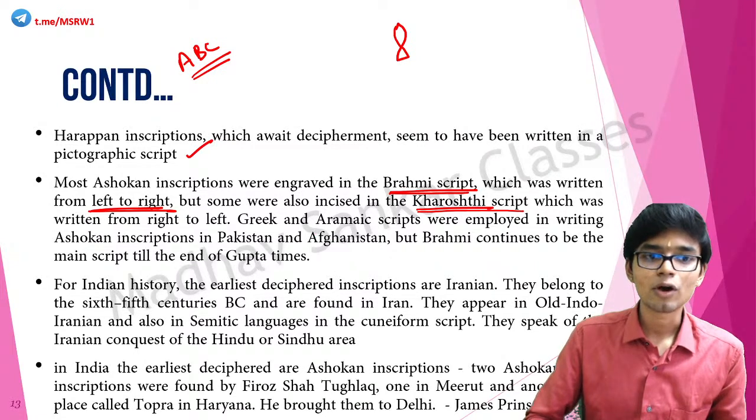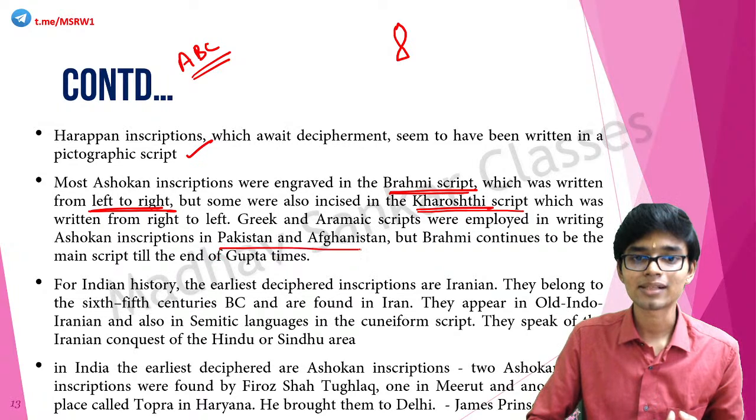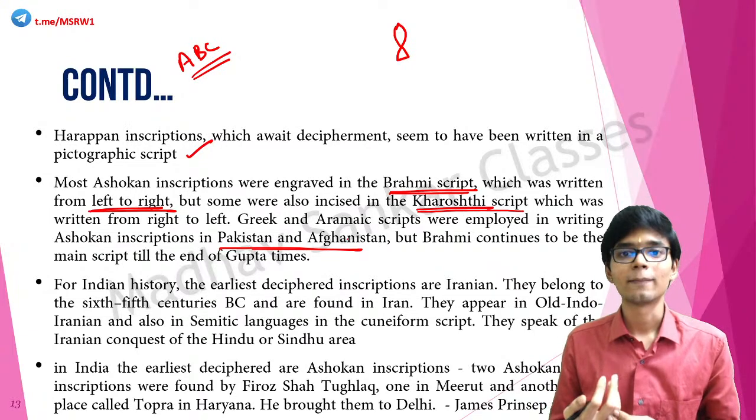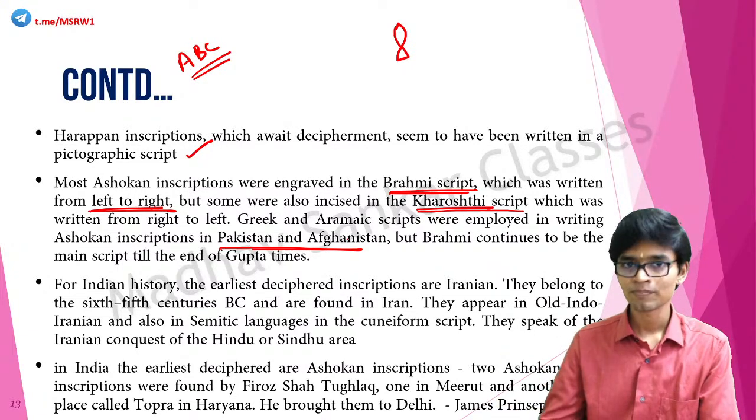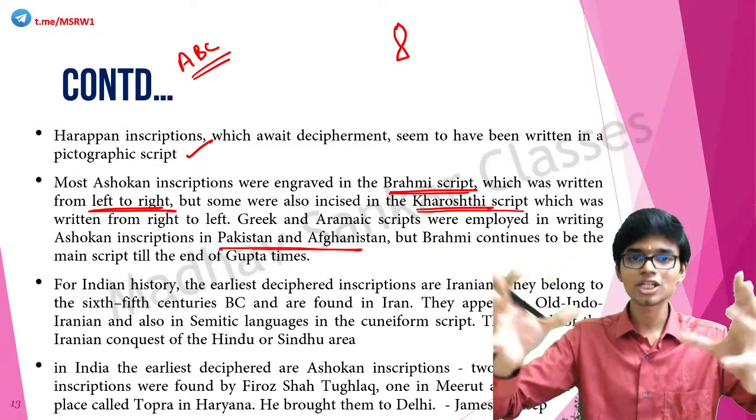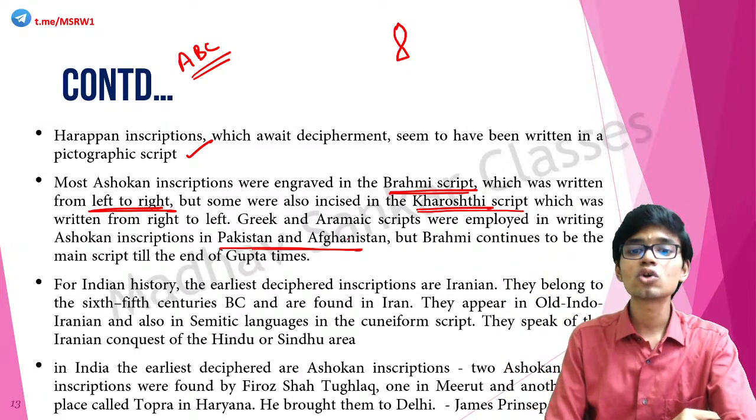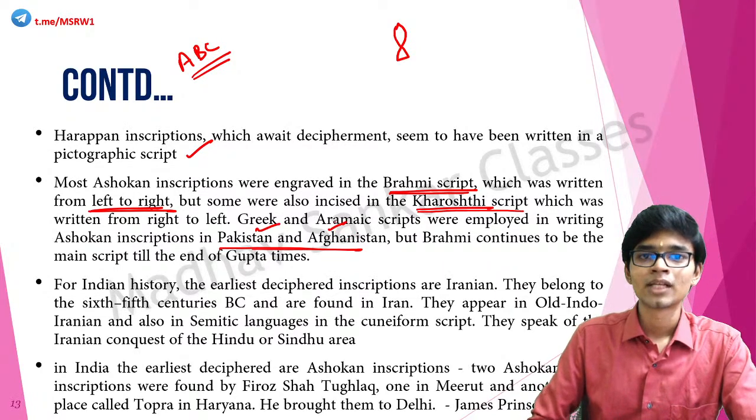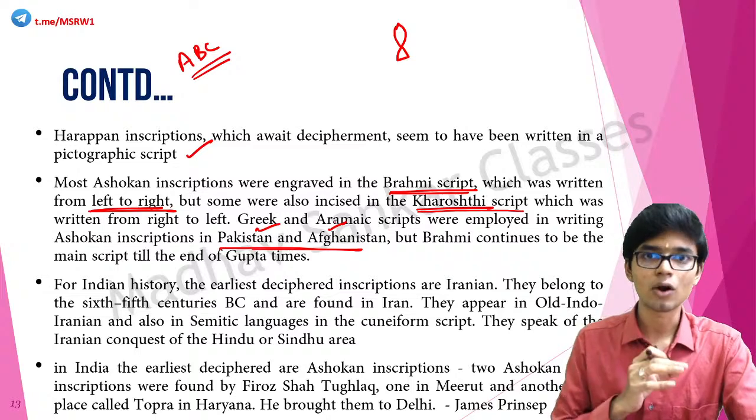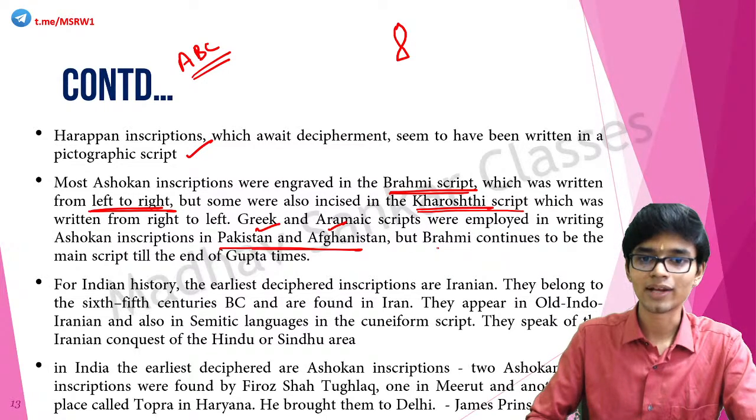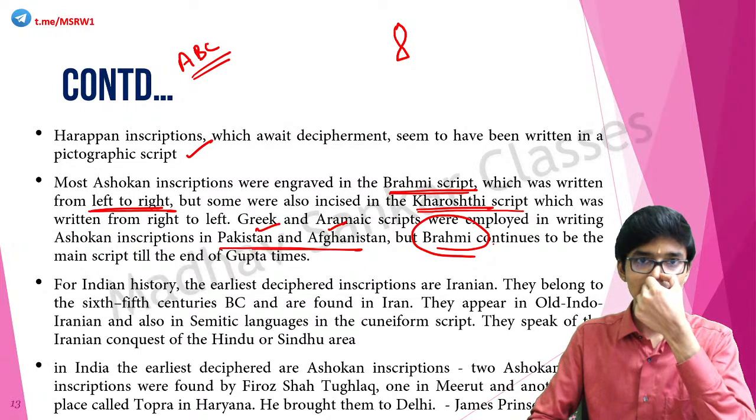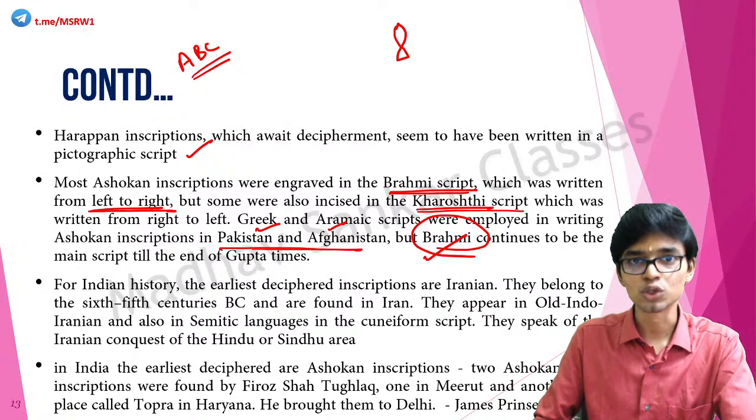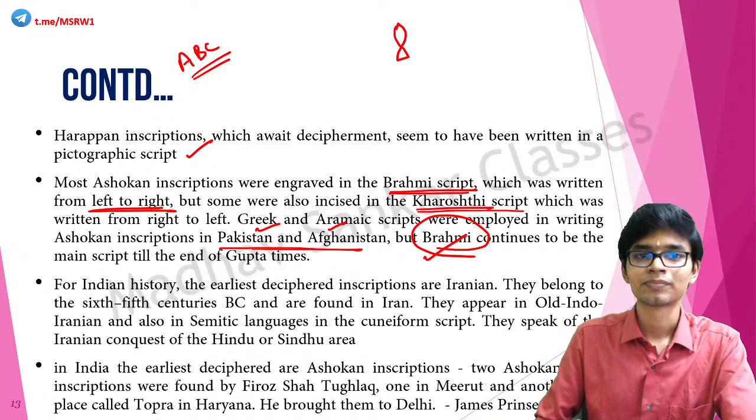Greek and Aramaic scripts were employed in writing Ashokan inscriptions towards Pakistan and Afghanistan. Okay, we will talk about the Kandahar inscriptions, which is the only, but not the only, bilingual inscription of Ashoka. Especially in the region of Pakistan and Afghanistan, we can see Ashokan inscriptions employed in Greek and Aramaic scripts. But in the major portion of the Indian subcontinent, Brahmi was the most prevalent method of inscription. Until those times we see that Brahmi is the most used script.